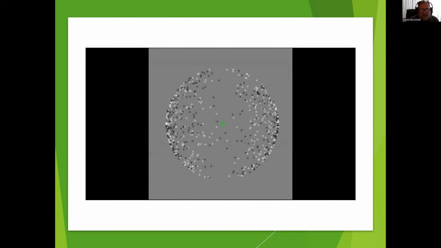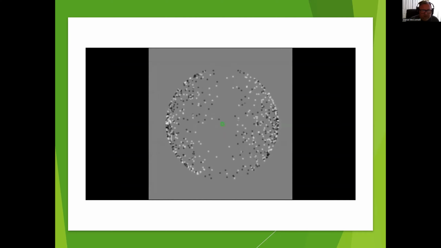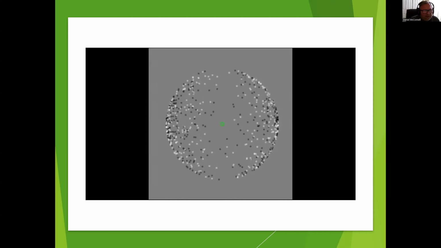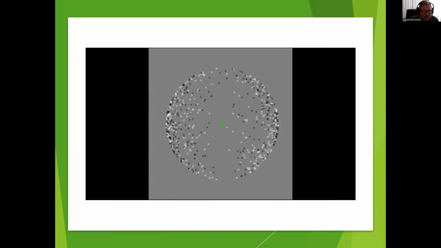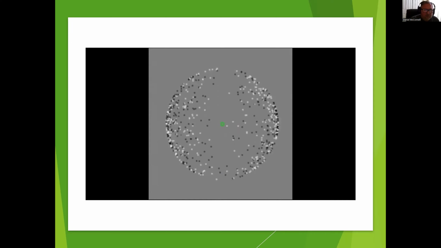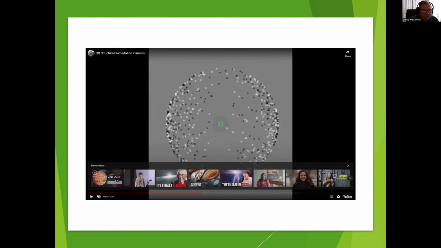So kinetic depth effect means that the depth becomes apparent once we allow this thing to start moving. It's kinetic, right? But here, three-dimensional structure from motion is also an important term to use because of the idea that it is through the structure, or the way this thing moves, that gives it a three-dimensional structure. And by three-dimensional structure, I mean it has a particular shape. We can clearly see that it is spherical once it is moving.